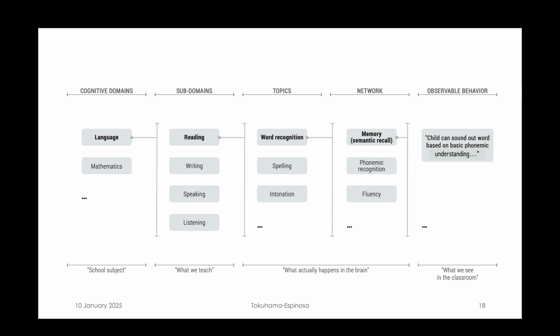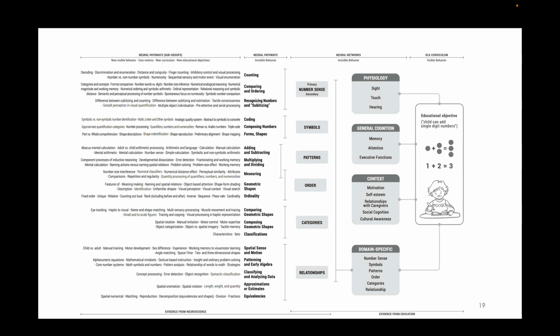And in terms of math, again, here's some observable behavior. You can see the kid does 1 + 2 = 3. They're conceptualizing it one way, but they have to be able to see, touch, hear. They have to be able to execute memory and attention, executive functions to do that. We also have to take into consideration how motivation and self-esteem and the relationships with everybody else in the classroom have an influence on that ability to learn.